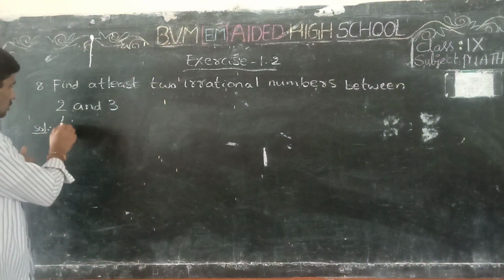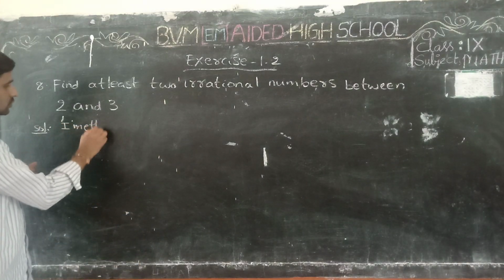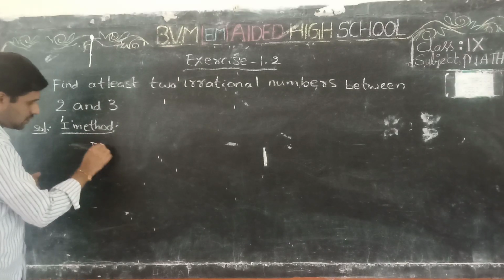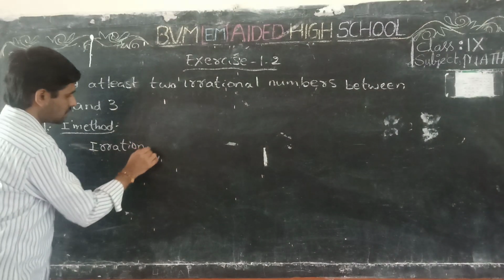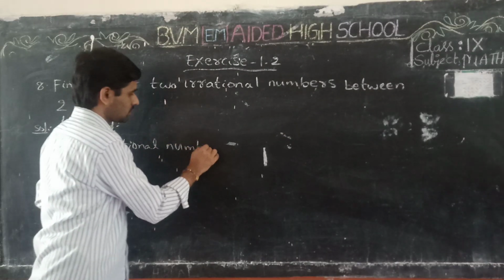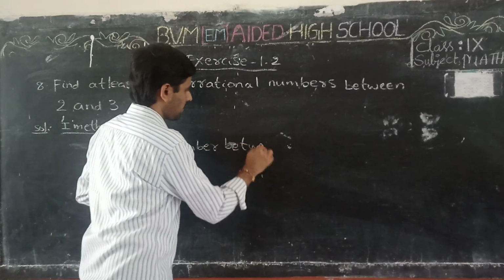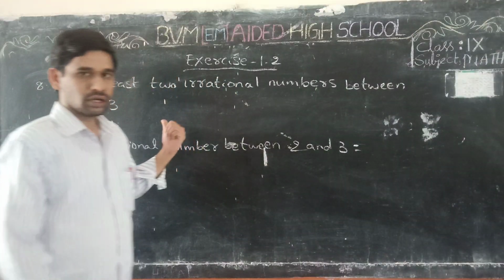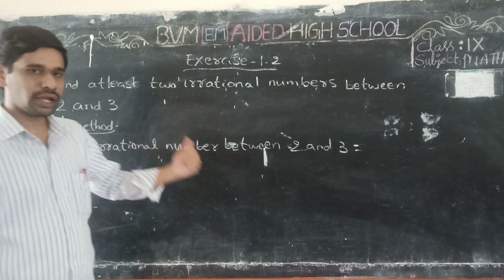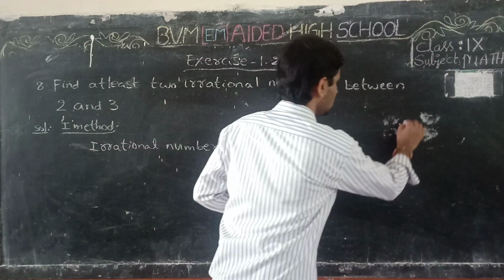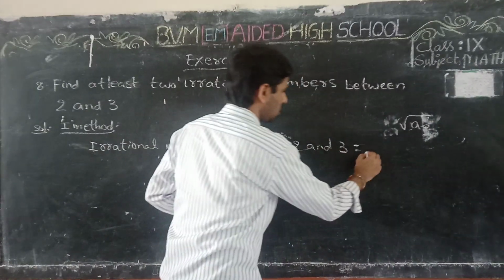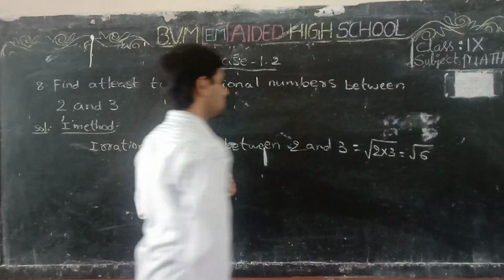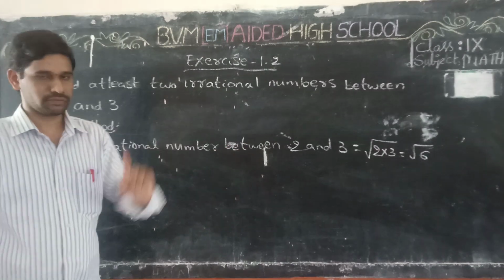So the first method, irrational number between 2 and 3 is, we know that an irrational number between a and b is square root of a into b. Square root of a into b in that form, square root of 2 into 3, that is square root of 6. This is one of the irrational numbers between 2 and 3.